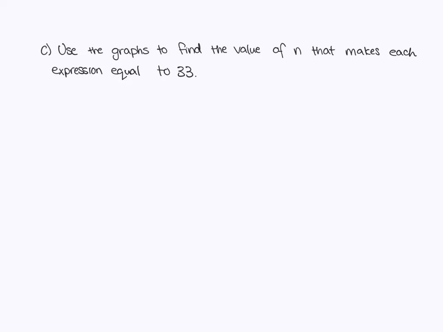Question C asks you to use the graph to find the value of n that makes each expression equal to 33. So what they're saying is when you have your graph, you would look at where you have 33 on your y-axis, and you would have your random line, and you would connect it to the line and then go straight down to find out what the x value is when y is 33. So you do that for each of the 3 graphs.